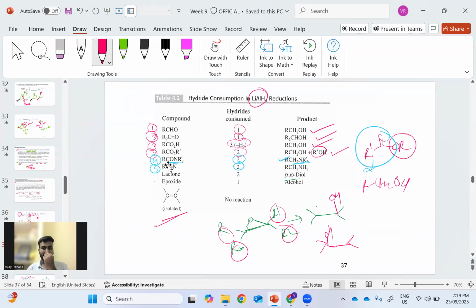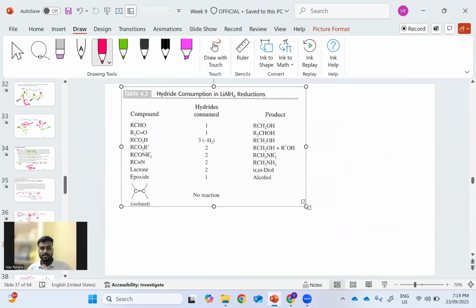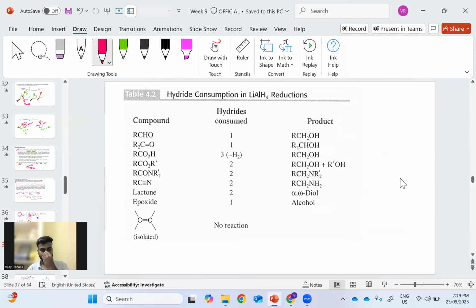And if you look at how many equivalents of hydride are consumed for each substrate: if you have the aldehyde, one equivalent of hydride is consumed, giving the alcohol. Then we have the keto group, which also gives the alcohol. Then we have, let's say, the acid, which uses three equivalents of lithium aluminum hydride.